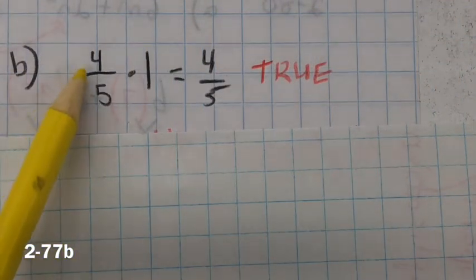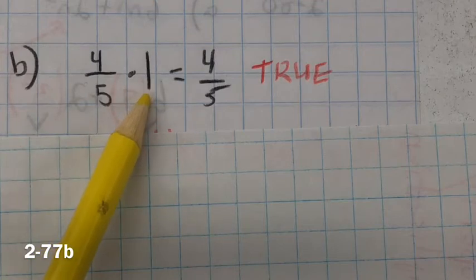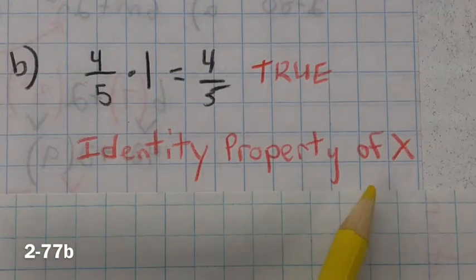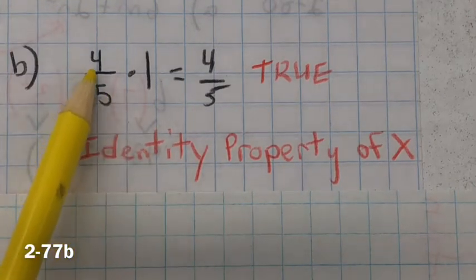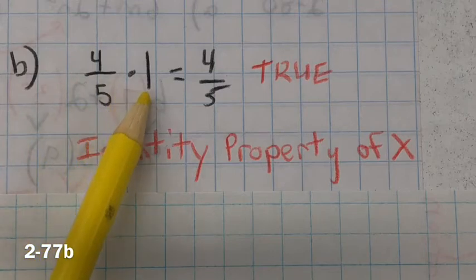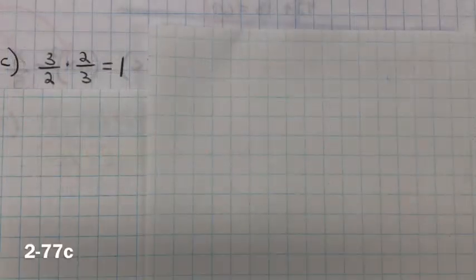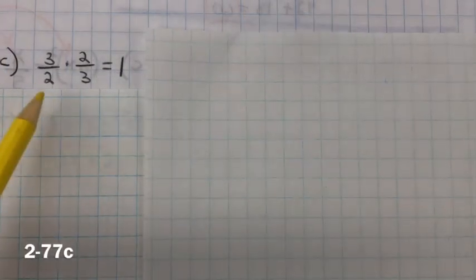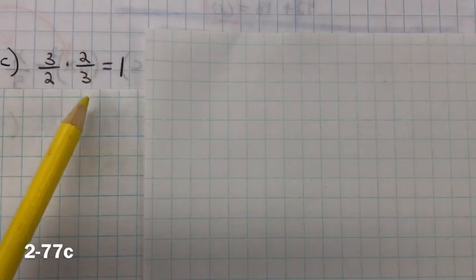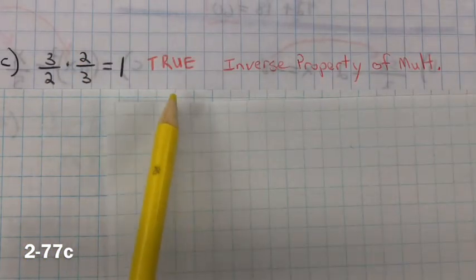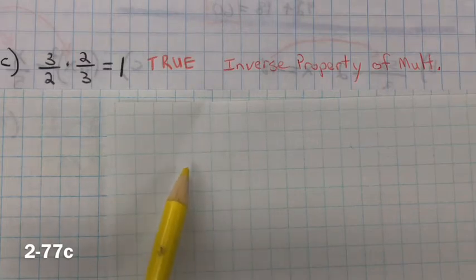277b, 4/5 multiplied by 1 equals 4/5. And that is true because of the identity property of multiplication. Any number multiplied by 1 is going to be itself, and that's the identity property of multiplication. 277c, we have 3/2 multiplied by 2/3 equals 1. Well, that is true because that's the inverse property of multiplication.